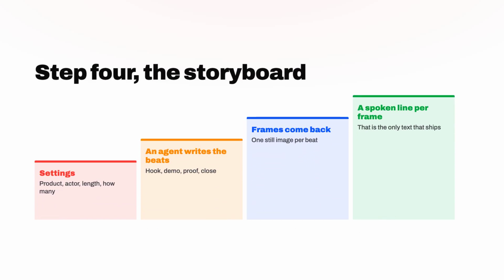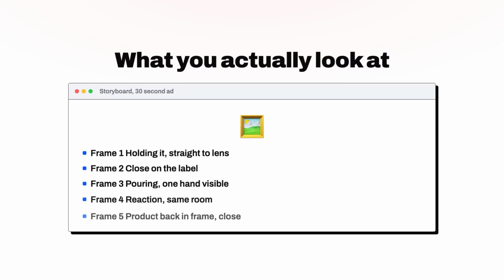This is where the ad actually gets written, and notice I do not write a prompt anywhere in this process. There's no prompt box in my setup, and that's deliberate. The storyboard is the prompt. If you describe the scene in words on top of the pictures, the render gets worse. So you get frames, 1 per beat, visually consistent with each other, and a spoken line attached to each one. That's the entire creative artifact.